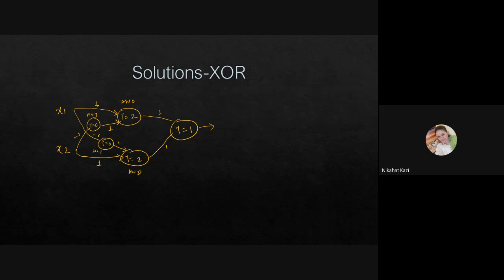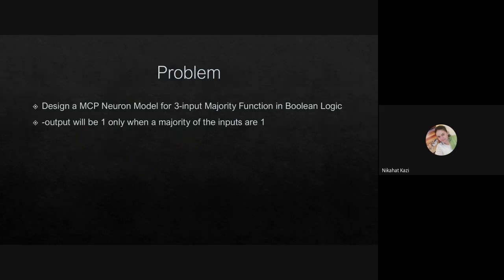Fine. Let us move ahead and try a more complicated problem. Now you have to design the McCulloch-Pitts model for a 3-input majority function. Now, what is the meaning of this 3-input majority function? Output will be 1 only when a majority of the inputs are 1.